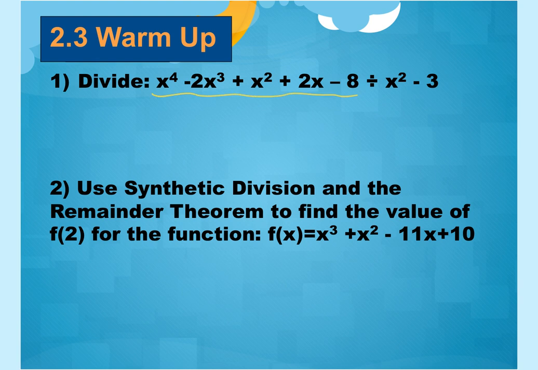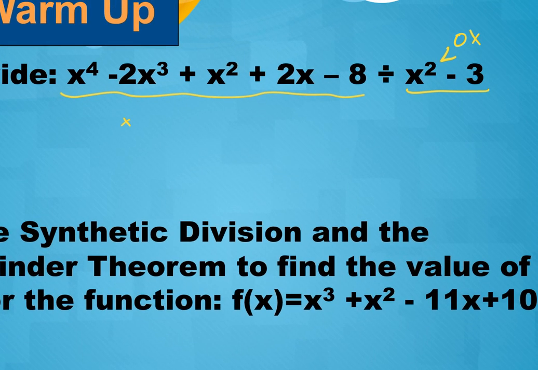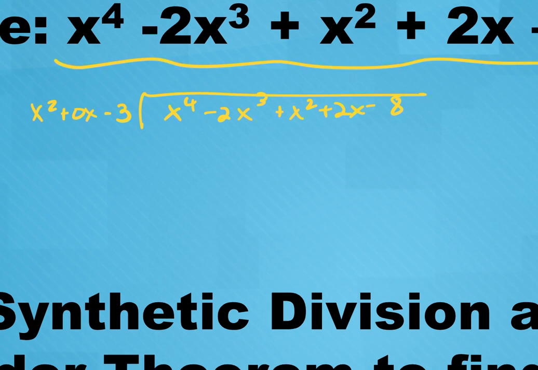This first, the dividend is in decreasing degree. There's nothing missing. But on the divisor, there is. We're missing the x term, so we have to make sure we add in that 0. So I'd get x to the 4th minus 2x to the 3rd plus x squared plus 2x minus 8 divided by x squared plus 0x minus 3. And then it's first into first.